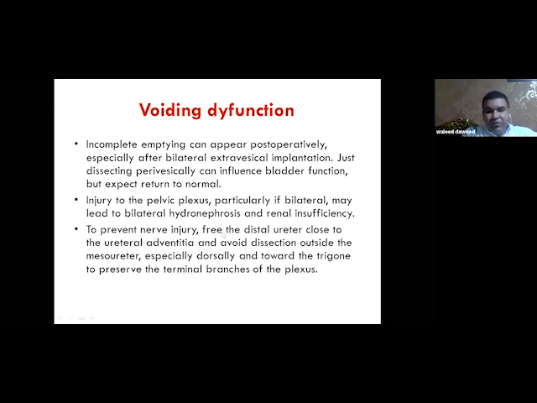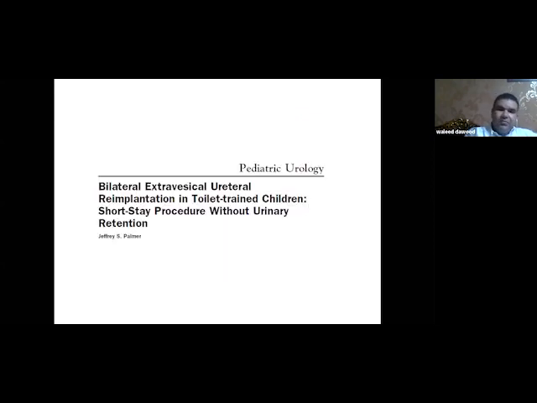To prevent nerve injury, free the distal ureter close to the ureteral adventitia and avoid dissection outside the mesoureter, especially dorsally and towards the trigone, to preserve the terminal branch of the pelvic plexus. The paper showing bilateral extravesical ureteric re-implantation in toilet-trained children as a short stay procedure without urinary retention.